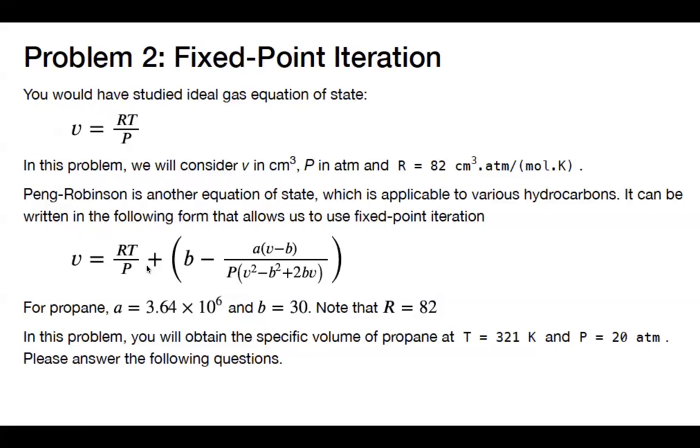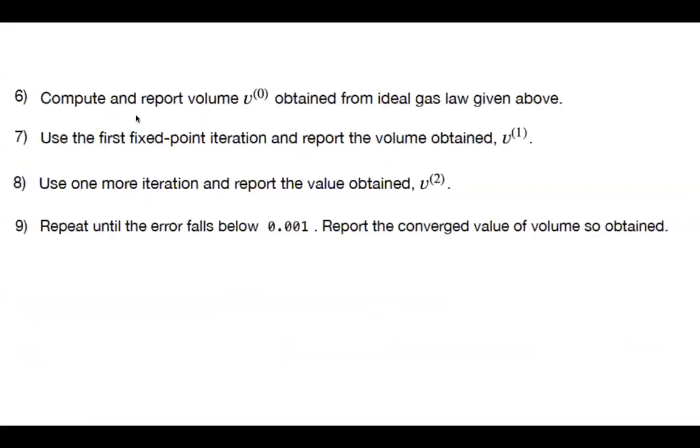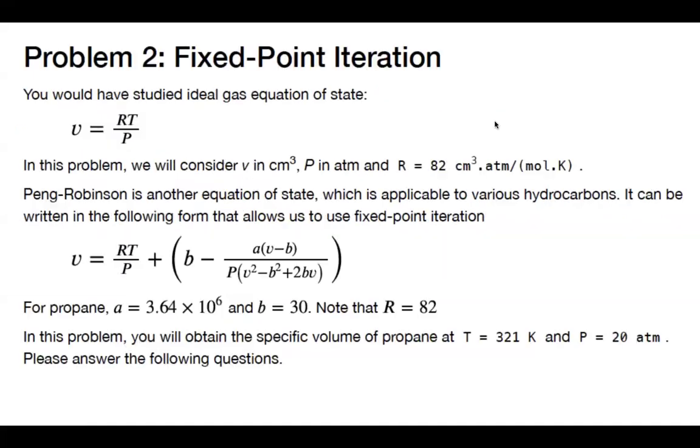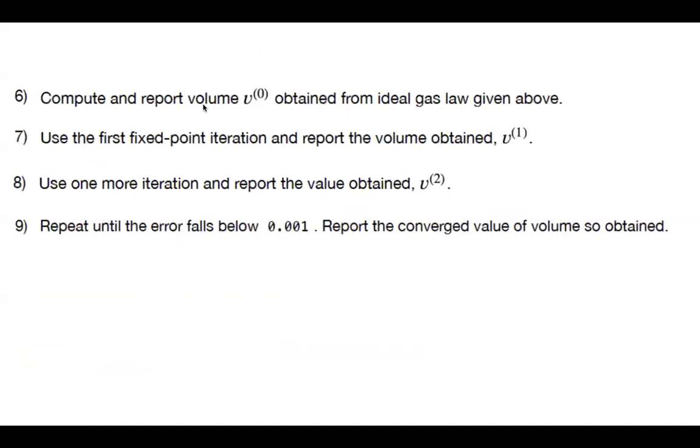What you need to do is compute and report the value V0 obtained by the ideal gas law. For the initial gas, you can use this. For the initial value of V, just use RT by P. You will get the initial value of V. Put that in this equation, go on, continue. So compute and report the value V0 obtained by the ideal gas equation.